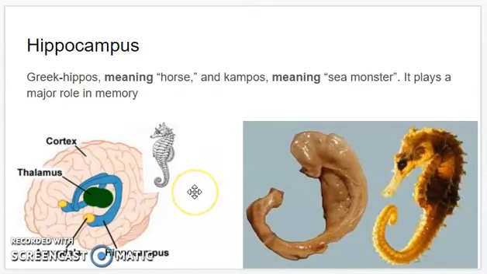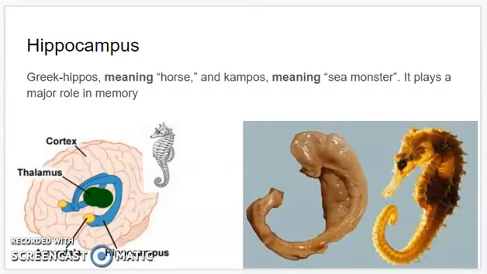All right, so the hippocampus. Hippo in Greek means horse, which I think is hilarious when you think about the hippos in Africa. But campus means monster or sea monster. And so you have this part in your brain that looks like a seahorse. And so they called it the hippocampus. This looping around right here, this is your hippocampus. And then there is this part right here called your amygdala. We'll learn about all this in a second.